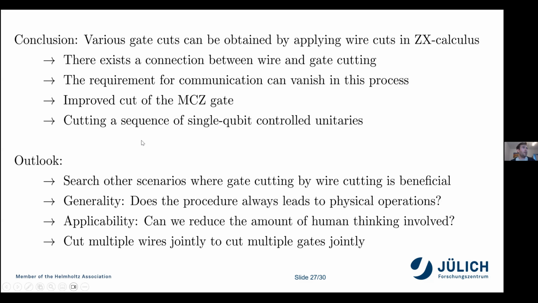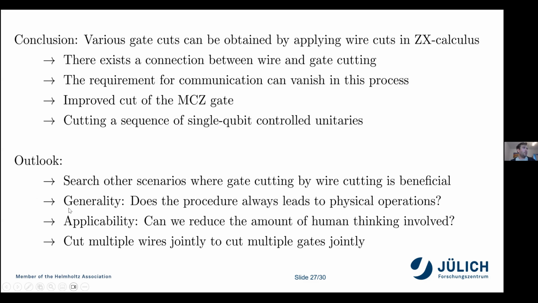and we showed how to cut a sequence of single qubit controlled unitaries. And as an outlook for future things we could do, first of all, it would be interesting to find other scenarios where it is useful to cut gates by cutting wires. Then we wonder about the generality of our approach, because as we insert these wire cuts, we in general get diagrams that do not directly correspond to circuits. For the examples I showed, we always manage to turn them back into circuits, but we are not sure if there is a way to check the generality of this approach.